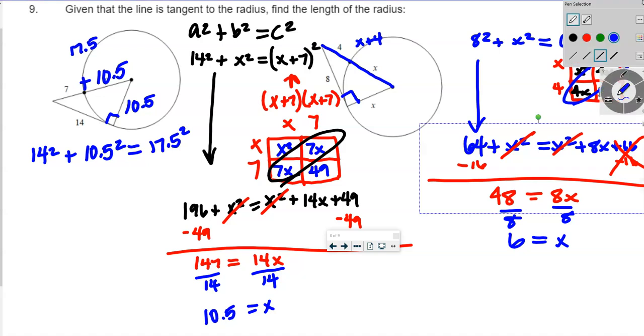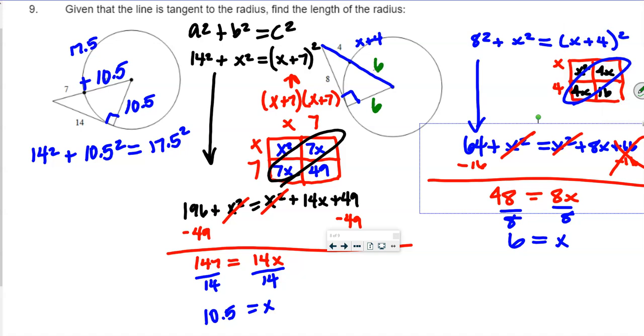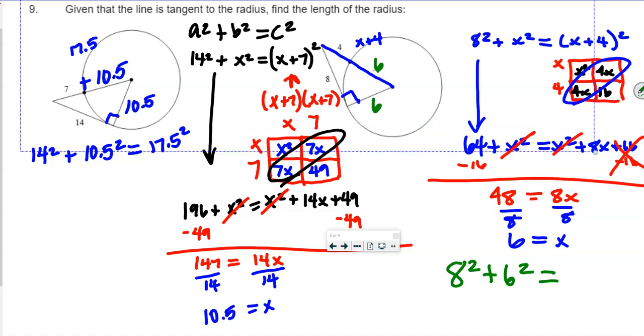Absolutely. So once again, we're going to go up here and we're going to put our 6 there and we're going to put our 6 there. And so how we check this is 8 squared plus 6 squared. Does it equal, this right here is 6 plus 4, right? So does it equal 10 squared? It does. Okay, so that's how you check your answer.